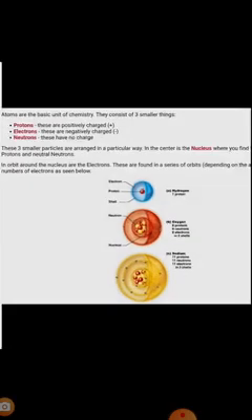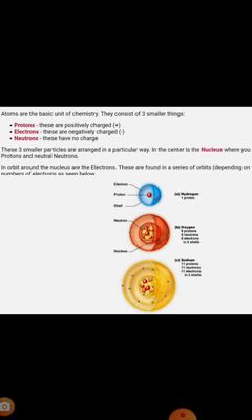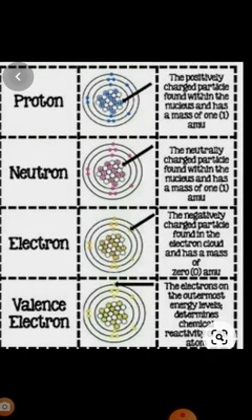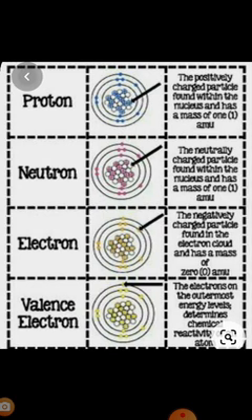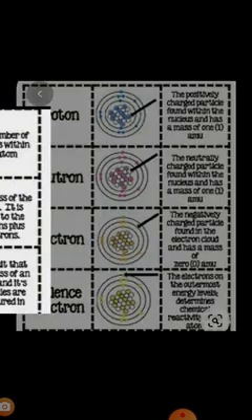Okay, so in a single diagram we can observe atomic structure. Proton has positive charge, neutron has no charge, electron has negative charge. Here we represent proton, neutron, electron and valence electron. So proton, positive charge, is present in the nucleus; neutron, chargeless, is present in the nucleus; electron, negative charge, revolves around the nucleus. Here we show another heading, valence electron. Valence electrons means the number of electrons present in the outermost shell.